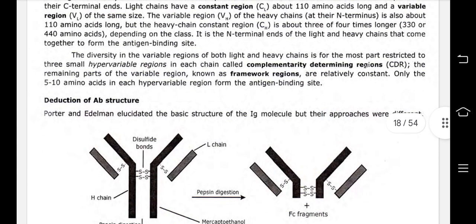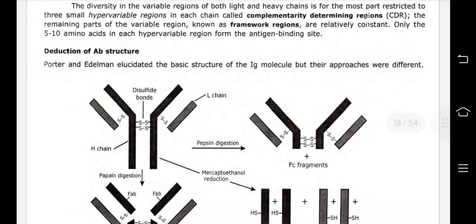The diversity in the variable regions of both light and heavy chains is for the most part restricted to 3 small hypervariable regions in each chain, called complementarity determining regions or CDRs. The remaining parts of the variable region, known as framework regions, are relatively constant. Only the 5-10 amino acids in each hypervariable region form an antigen binding site.